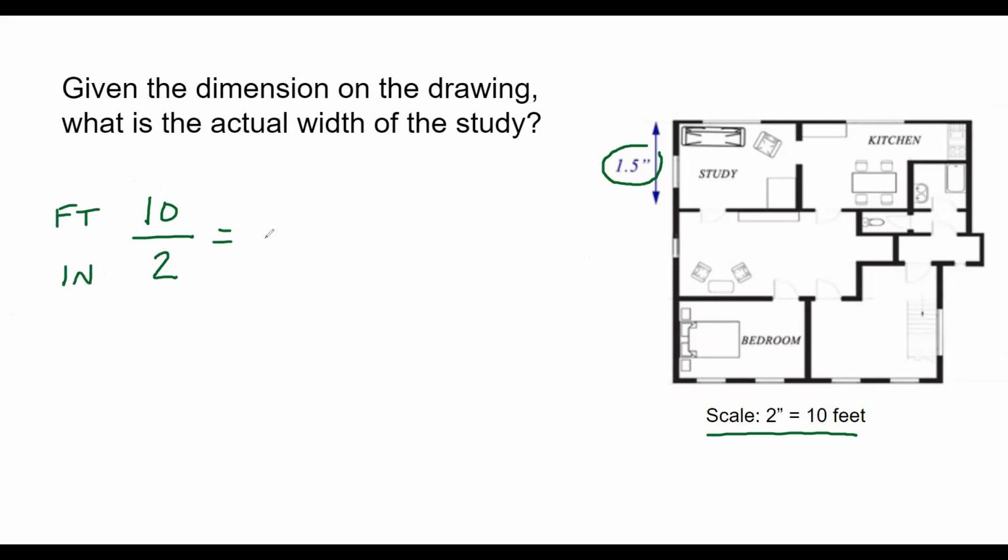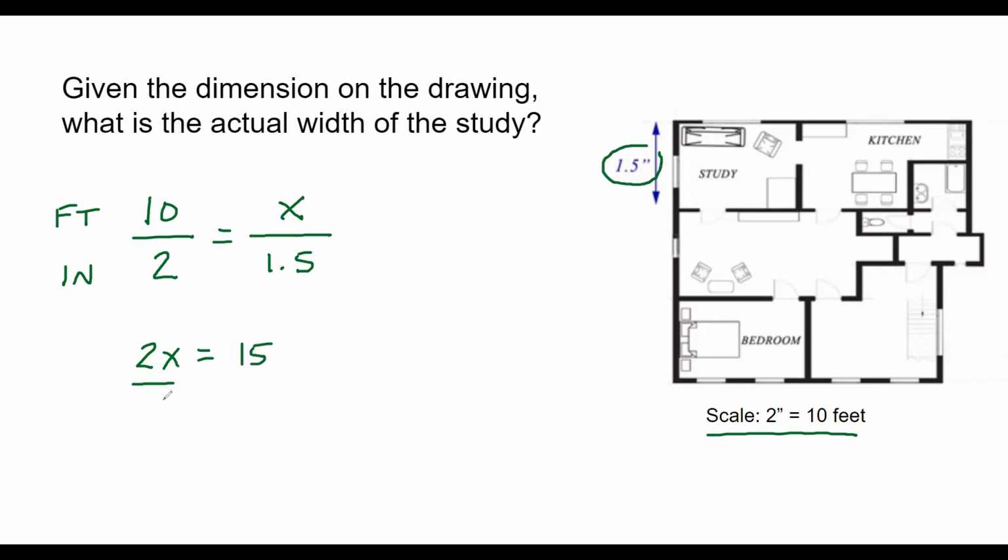Now let's set up the other side of our proportion. Now the reason that I'm labeling the feet and the inches is that we put this 1.5 in the right place. We want to put that on the bottom of this ratio because that's where the inches go. The thing we're trying to find is up here, the number of feet that the actual study would be. Now we cross multiply. 2 times X, 2X is equal to 10 times 1.5. You can use your calculator and multiply that if you like. That is equal to 15.